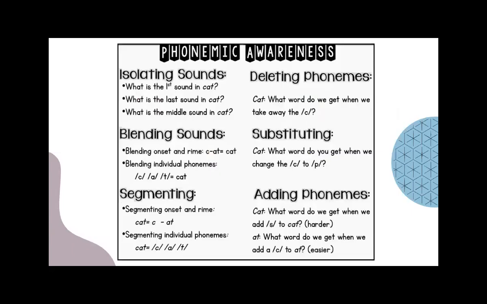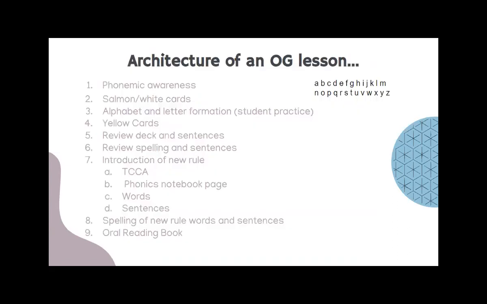Again, just a review of phonemic awareness. This is a great little chart that gives you little examples of what you can do. So what is the first sound in cat? That would be the k. What is the last sound in cat? T. What is the middle sound in cat? And that's the a, apple, a. So this is just some more examples on building phonemic awareness.